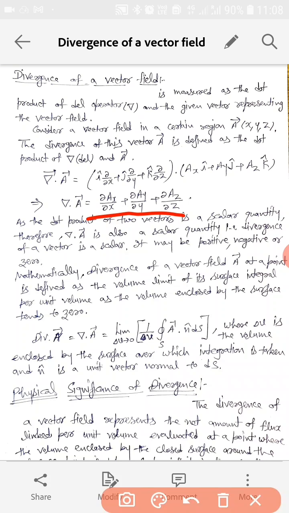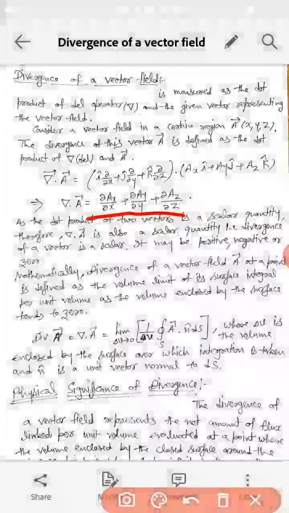Now we will define mathematically how we define divergence of a vector field at a point. Wherever we have defined these terms, either gradient of a scalar field or divergence of a vector field, you need to remember one thing: we always define these terms at a particular point in that given field. That you always need to remember. You are discussing the properties of a particular point in the given field, how that is behaving.